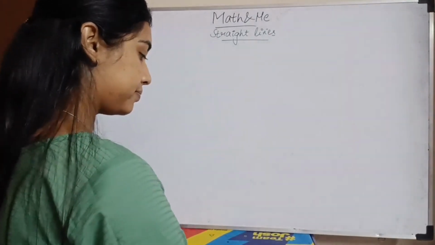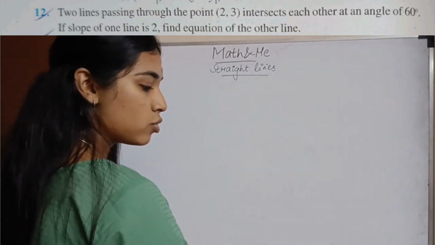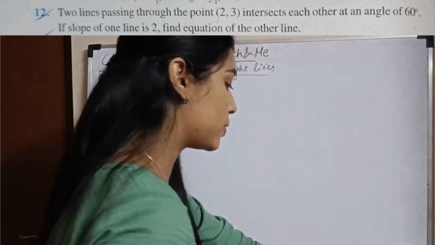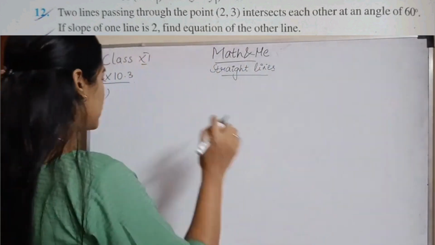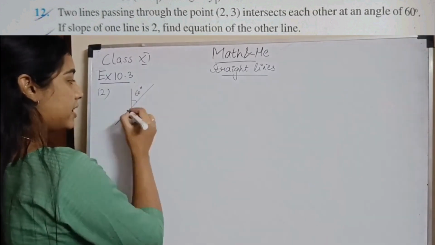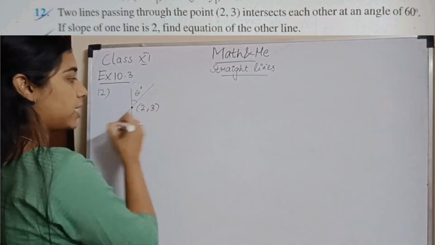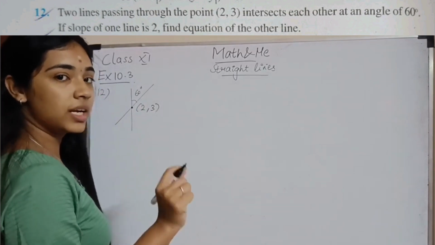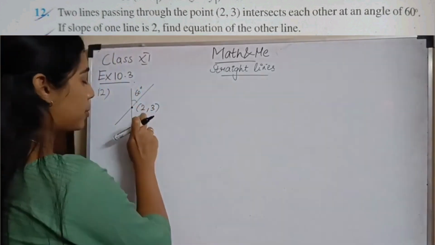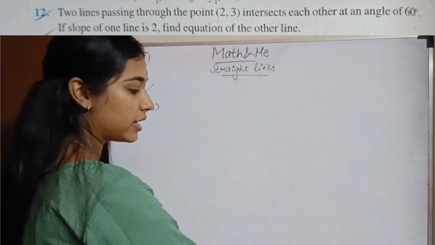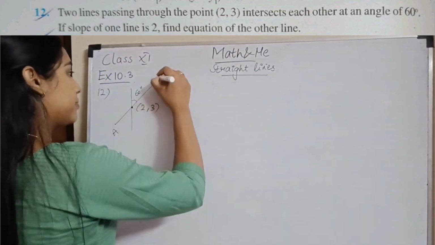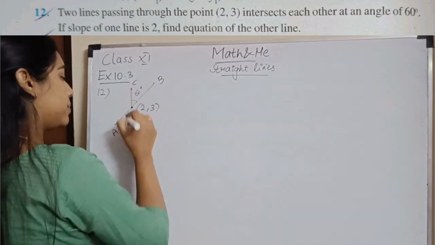Question number 12. Two lines passing through the point 2, 3 intersect each other at an angle of 60 degree. Okay. So basically you have two lines which intersect at an angle of 60 degree at the point 2, 3. Try to interpret what is asked in the question. Two lines passing through the point 2, 3 intersect each other at an angle of 60 degree. So let this line be AB and let this line segment be CD.